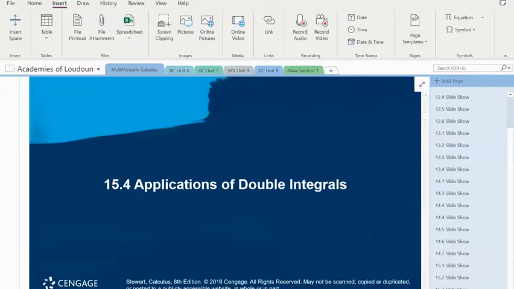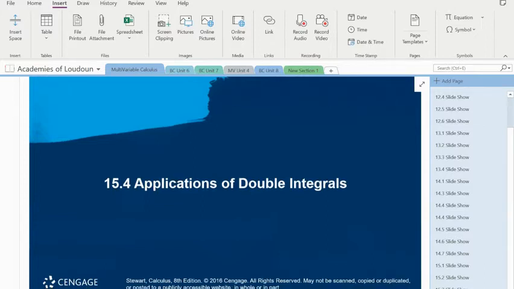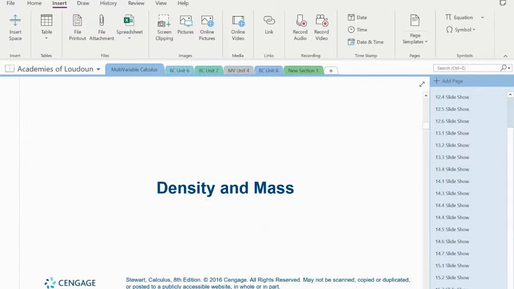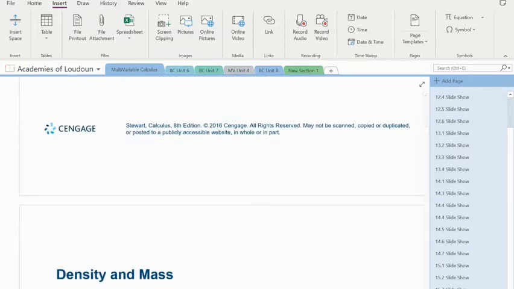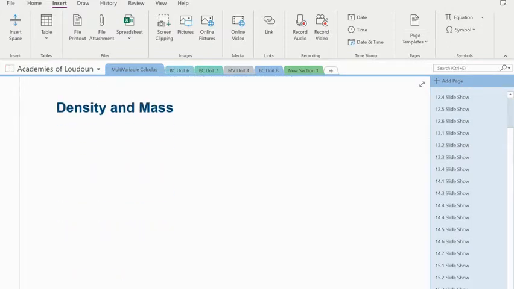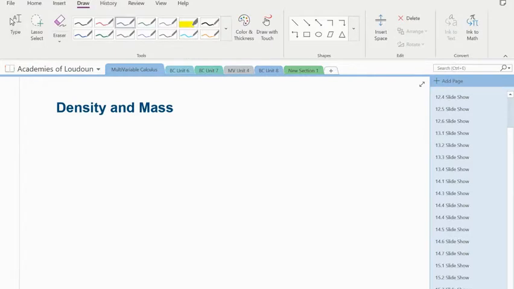So this is Unit 4, Multiple Integrals, Section 15.4, Applications of Double Integrals, and we're going to start with density and mass. As you may have seen in your physics classes, we can use single integrals to calculate moments of and the center of mass of thin plates, or lamina as we call them, with constant density. But now that we have the double integral, we can consider something with variable density.